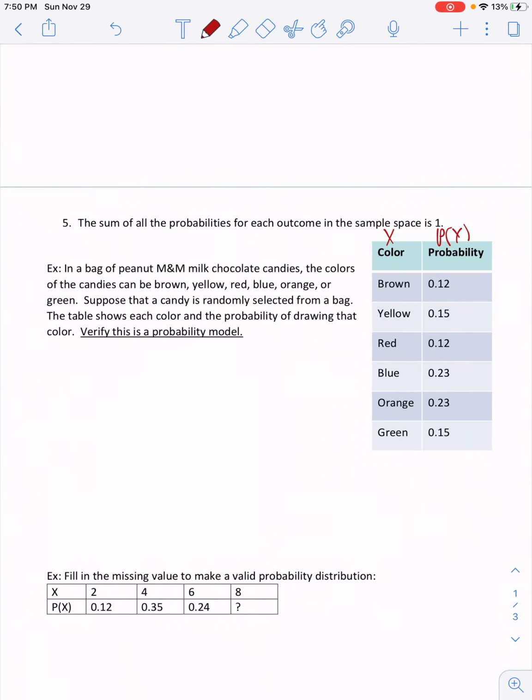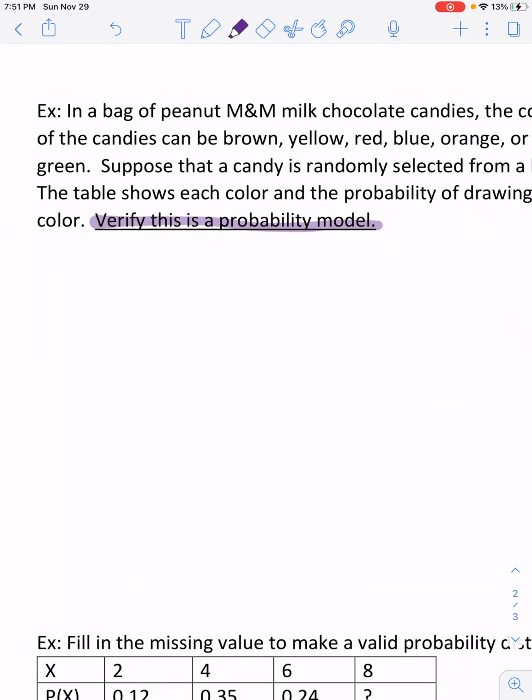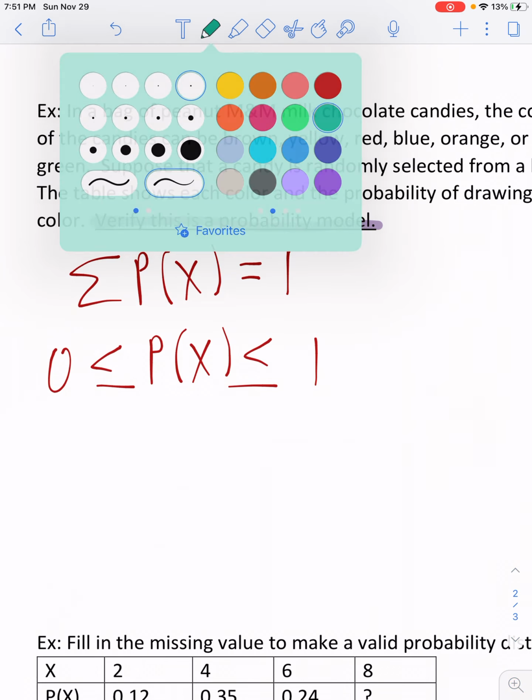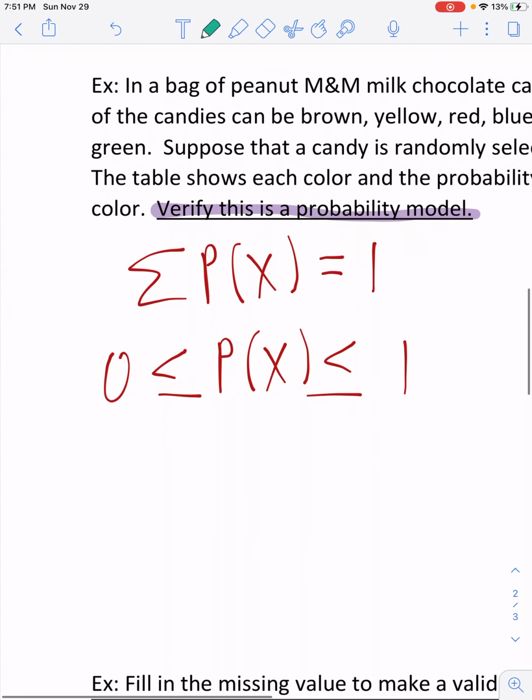Here's one of the things that you will be doing, one of the two things in this lesson. Verify this is a probability model. Here's the two things that you need to verify. The sum of P of X needs to equal 1, and P of X needs to be between 0 and 1. Those are the two rules in order to verify that it's a probability model.